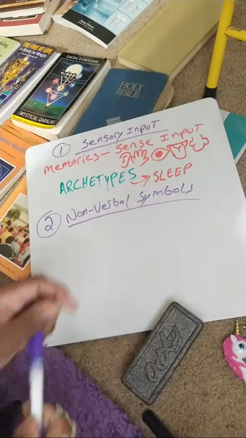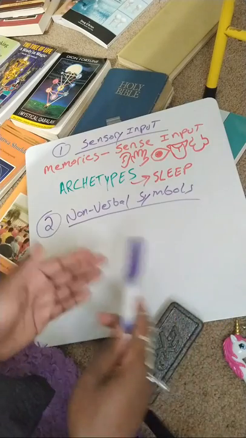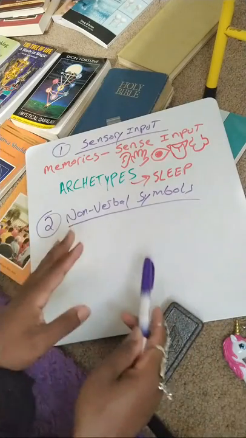Nonverbal symbols is the second category. So nonverbal symbols are beyond the scope and the range of the senses, and they represent the building blocks of the personality.